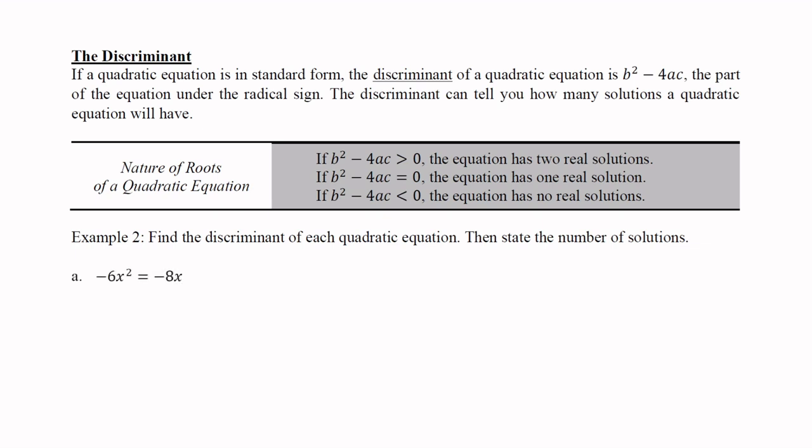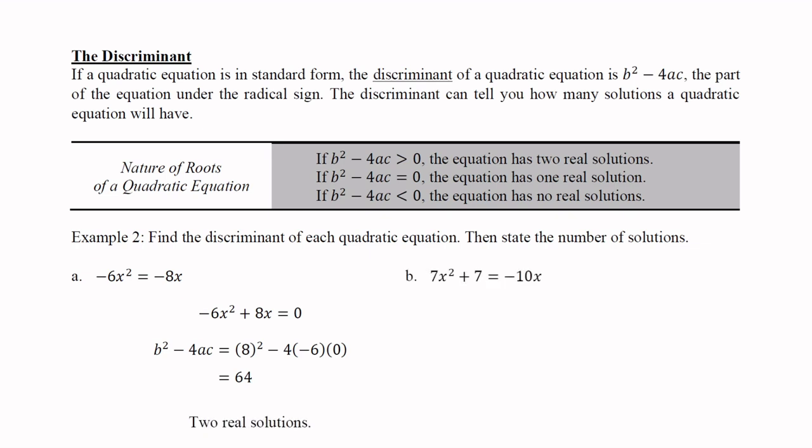So for this first example, first you need to get it set equal to 0. And then we are going to plug in our A and our B and our C into the discriminant. Once we evaluate it, we get 64, which is positive, which tells us that we have two real solutions. For this one, get everything on one side and set it equal to 0. Plug in your A, B, and C, and we find that we have negative 96, which tells us we have no real solutions.